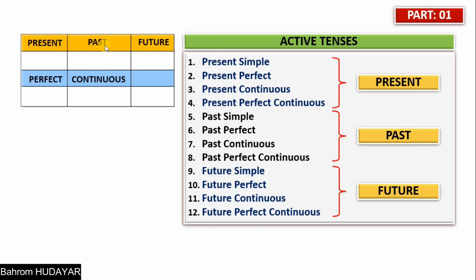Okay, let's do it together for past. Past simple, past perfect, past continuous, past perfect continuous. Great, let's do it for future. Future simple, future perfect, future continuous, and future perfect continuous. Great, well done. That's how we got the 12 active tenses.